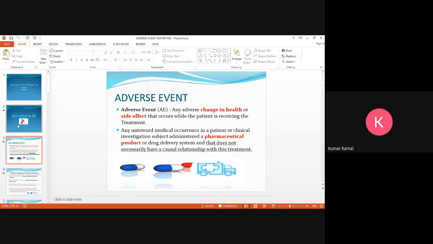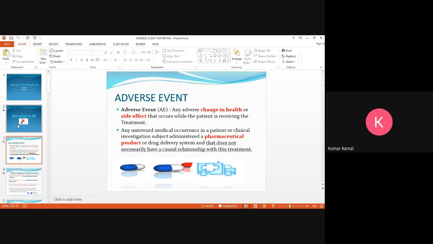But there is a major difference between them: an adverse event will not necessarily have a relationship with this treatment, which means the side effect may be due to the investigational product, may be due to the treatment, or it may not be due to the treatment. That is the reason why we are calling it an adverse event.